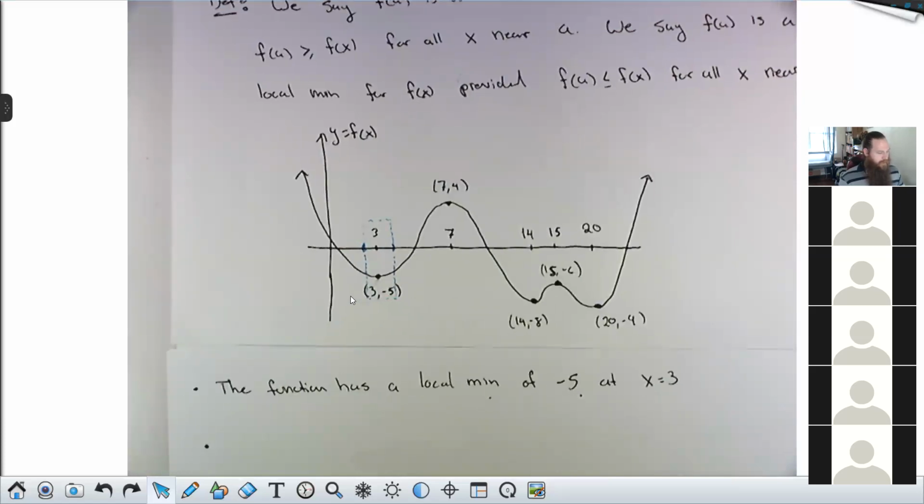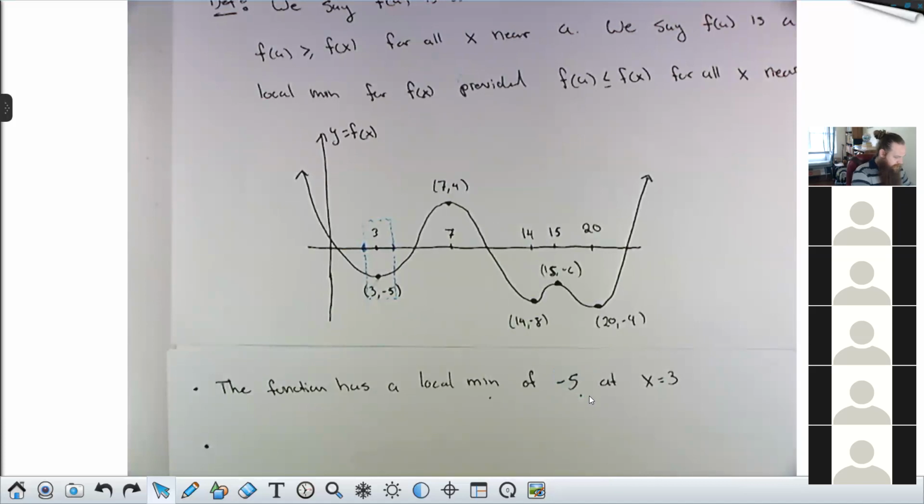Any questions on the language or justification there? You said the x is the location, and the min value itself is -5.